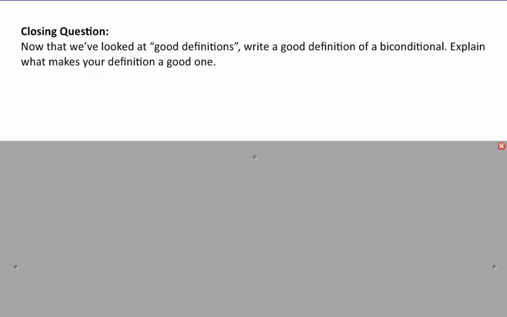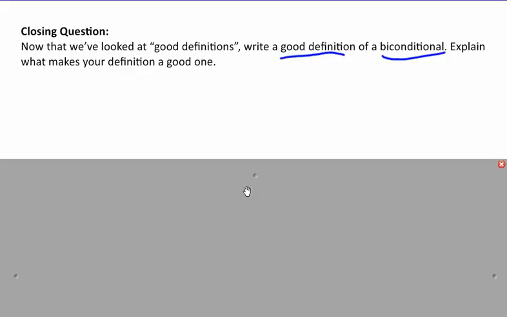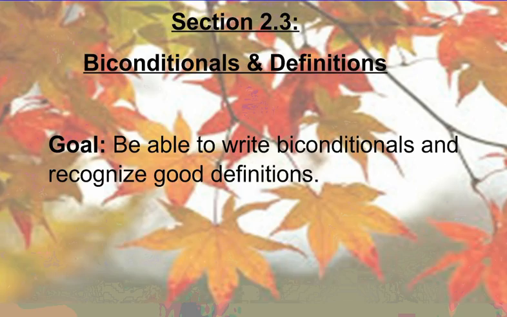So now I'd just like to close with this closing question. It says, now that we've looked at good definitions, write a good definition of a biconditional. Might be a tough one, but explain what makes your definition a good definition. And that's what I'm going to leave you with. Think about that as you think about that goal that we started with, with biconditionals and good definitions. Be able to write them and recognize good definitions.